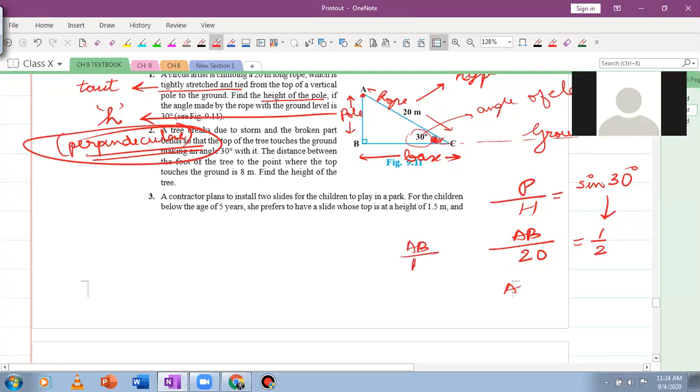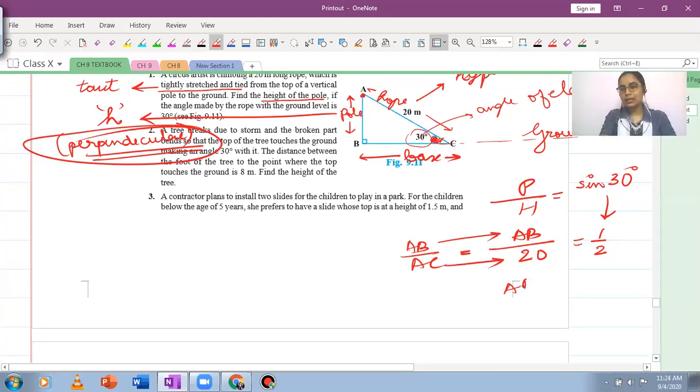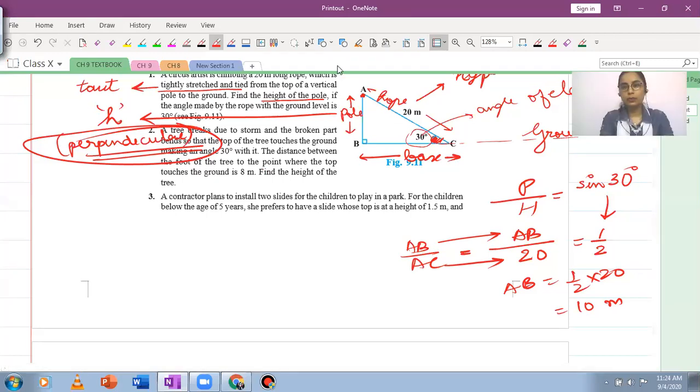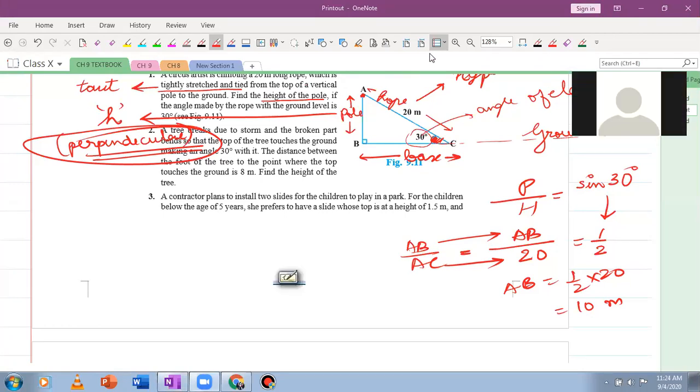मैंने वो step skip कर दिया. AB upon AC will be this. So AB stays AB, AC is 20, and then from here I can find out the height of the pole. Let me know if this is clear. Anyone who wants to ask anything? Maybe is equal to 10 meter. That's correct, Anirai. Anyone with any questions? No, ma'am.